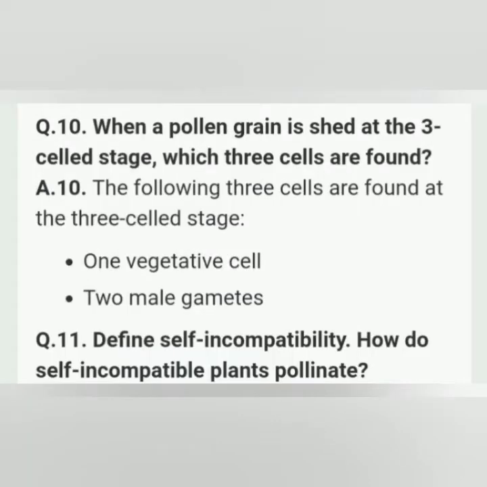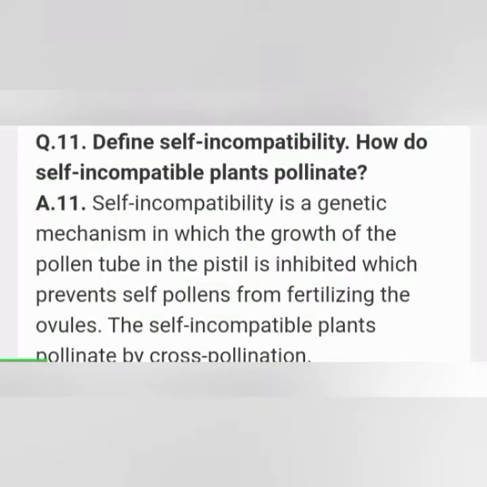Question. When a pollen grain is shed at the 3-celled stage, which 3 cells are found? Answer. The following 3 cells are found at the 3-celled stage. 1 vegetative cell and 2 male gametes. Question. Define self-incompatibility. How do self-incompatible plants pollinate? Answer. Self-incompatibility is a genetic mechanism in which the growth of the pollen tube in the pistil is inhibited, which prevents self-pollens from fertilizing the ovules. The self-incompatible plants pollinate by cross-pollination.